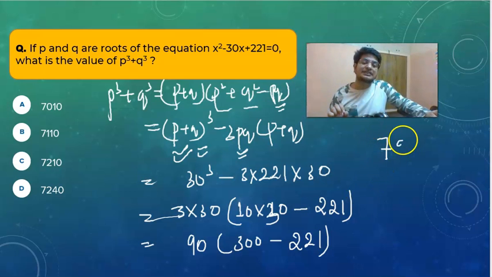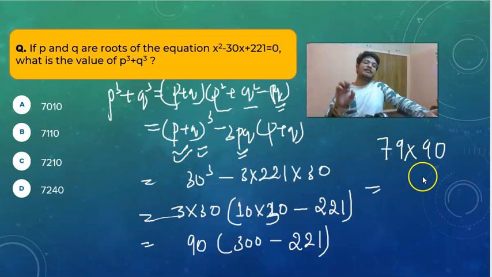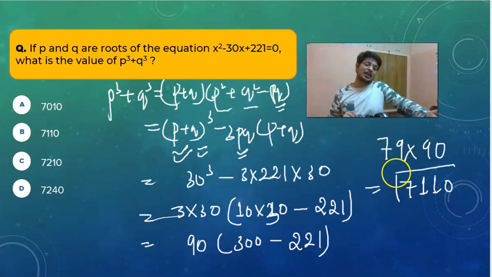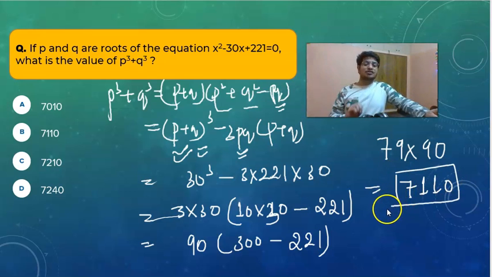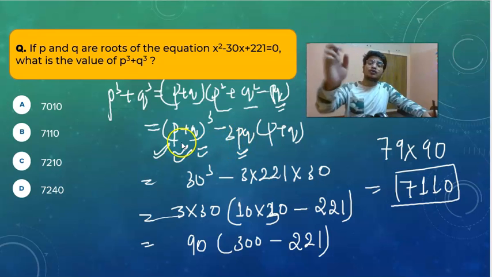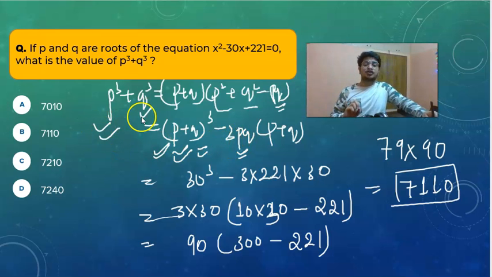will give you what? 79, and into 90. If we multiply this one, we will get the value as 7110. So this is the answer of the question. Hope you understand why I am using sum of roots as a tool to find the value of PQ plus QQ. Hope you understand this question.